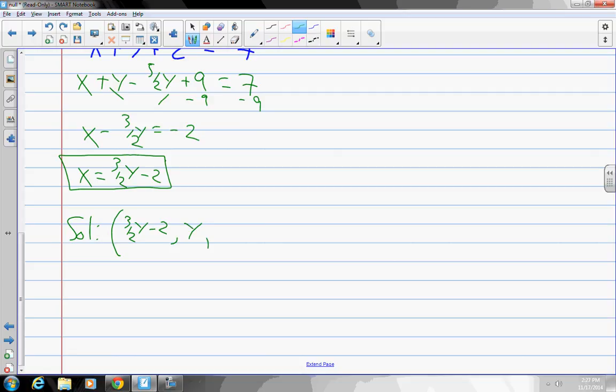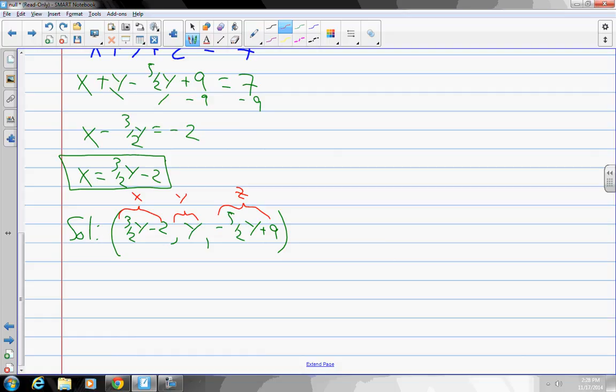Y is y. Y is my independent variable. We're solving for everything in terms of y. And z is, what was that, negative 5 halves y plus 9. So this is my x, this is my y, this is my z. Sometimes we don't even use y, we'll just say, hey, let that be t, some dummy variable. So y equals t, z equals negative 5 halves t plus 9, and x equals 3 halves t minus 2. So then t is your independent variable.